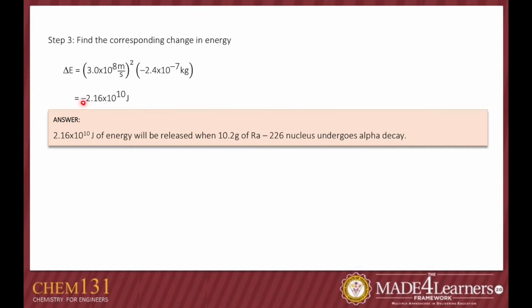So, mo-follow gihapon to atong convention sa exothermic o endothermic, kung mo-release o ma-absorb, diba? So, because this is released in the process, negative na siya, meaning na-release sa process, you say 2.16 times 10 to the power of 10 joules of energy will be released when 10.2 grams of radium-226 nucleus undergoes alpha decay.